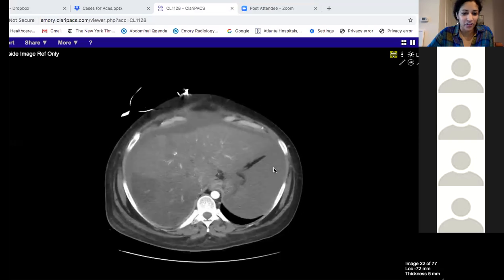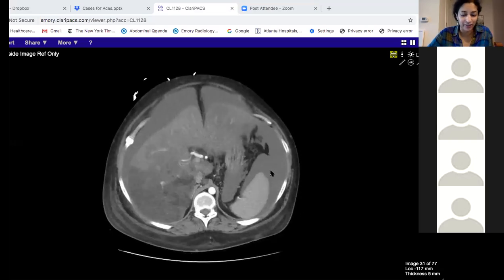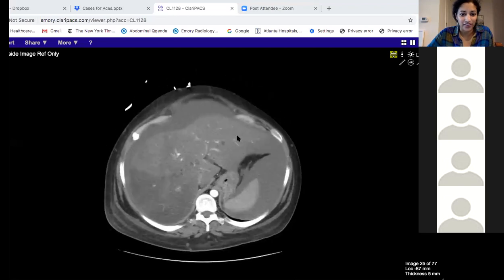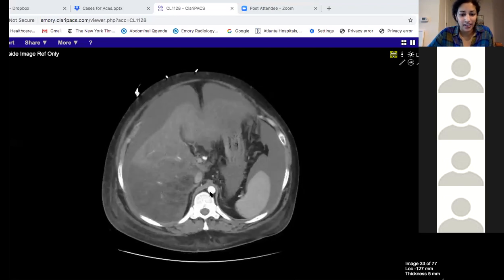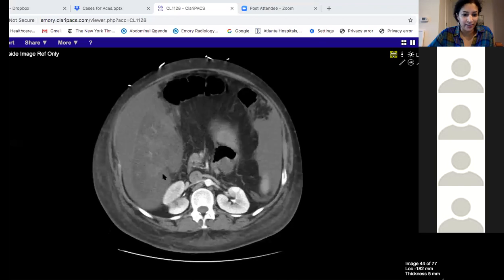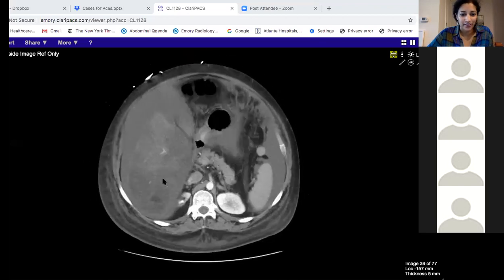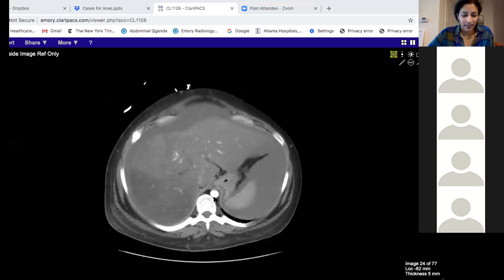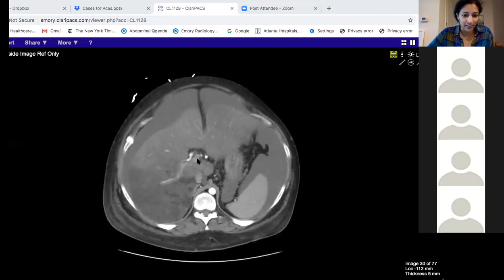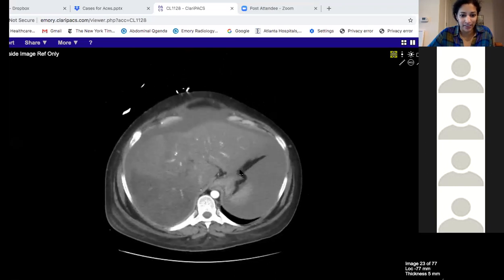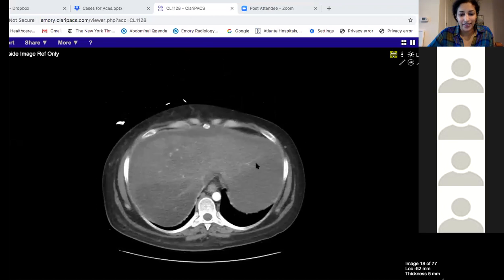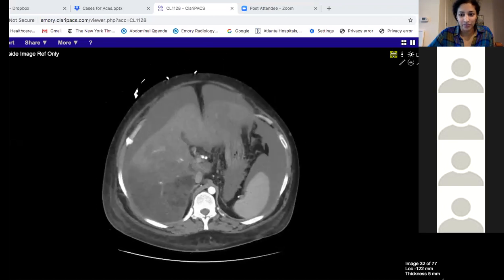Okay, so this patient, a young patient, came in with liver failure. We can see their liver looks enlarged, there's ascites, and then there's this unusual appearance in the right hepatic lobe. The portal vein we can see here, the hepatic artery we can see here. So any guesses about what's going on with this patient?